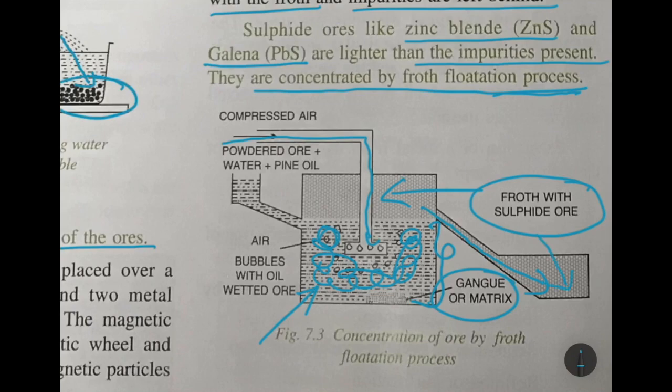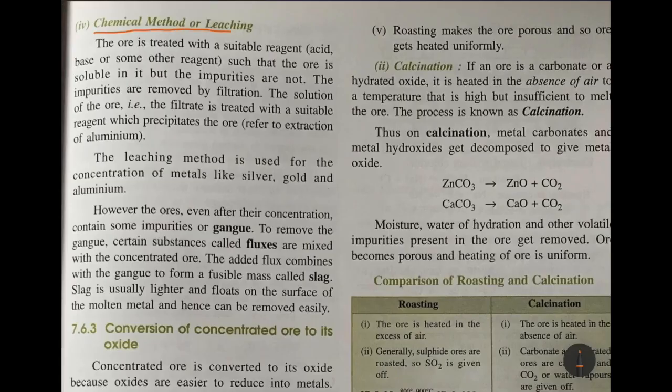The next method is the chemical method, which is also known as leaching. Here the ore is treated with a suitable reagent. It may be an acid, base, or some other reagent, so that the ore is soluble in it but the impurities are not. The impurities are removed by filtration. The solution of the ore, that is the filtrate, is again treated with another reagent which will precipitate the ore. We'll be doing that when we learn about the extraction of aluminium. The leaching method is used for concentration of metals like silver, gold and aluminium.